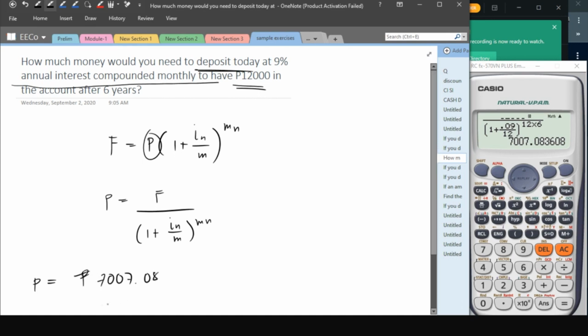0.08 pesos. Okay, there is one more technique. You can also write P is equal to F multiplied by 1 plus i, n divided by m, raised to negative mn. They are at the top. You will get the same result.